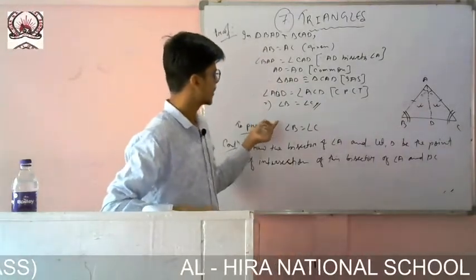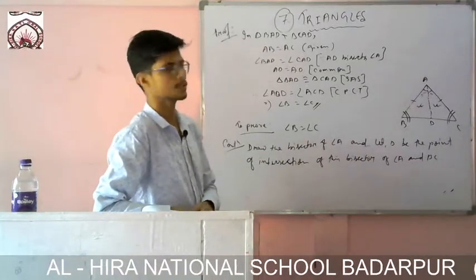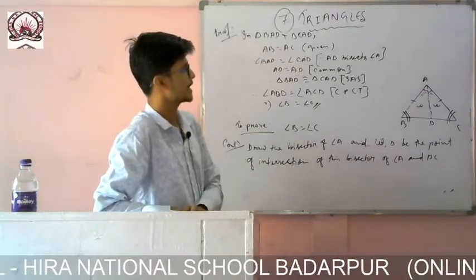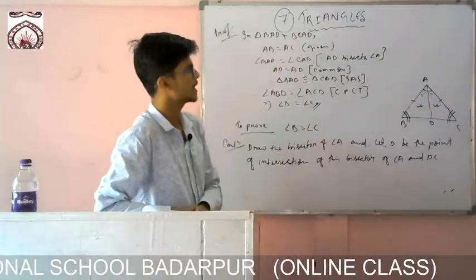If the question comes like this, you just try to show that these two triangles are equal. If I can show that these two triangles are equal, I can say that they are congruent. I will prove it like this. How have I proved it?